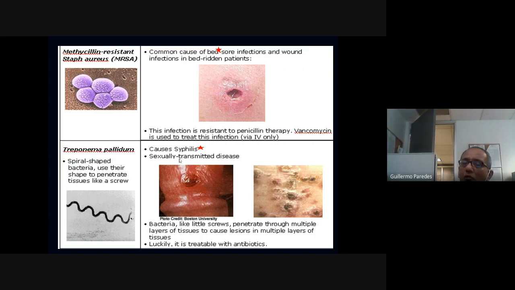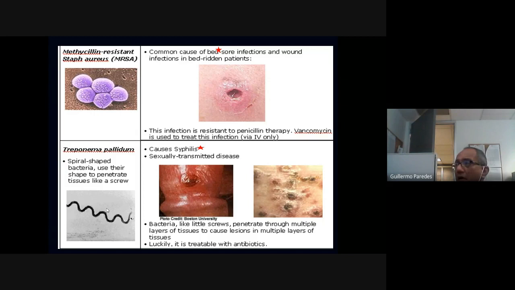Treponema pallidum, you need to remember the name very well. Treponema pallidum, that is syphilis. Can you see the shape of the bacteria? It's like a spiral shape, right? We talk about coccus, bacilli, we have a spiral, we have like a comma, like a small comma. So we have different shapes. The most common is what we just mentioned, coccus and bacillus.